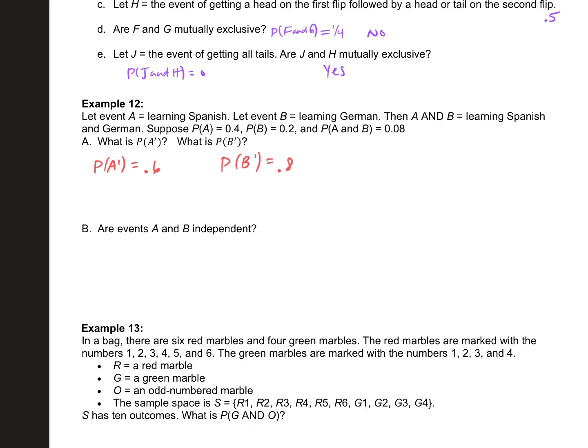Are events A and B independent? So what are we checking? Probability of A and B equals probability of A times probability of B. So probability of A and B is 0.08. Probability of A is 0.4. B is 0.2. Are those probabilities equal? Yes, they are. Therefore, yes, they're independent.